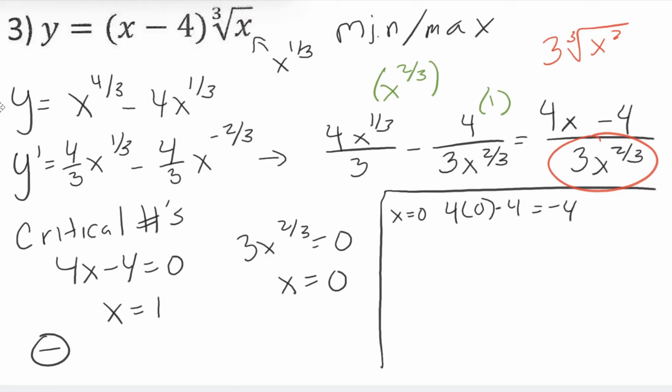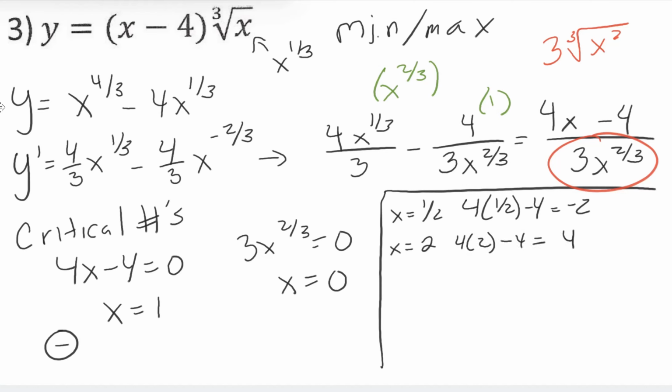Oh, actually, I shouldn't have tried 0 because there was the 0's there. So hold on, I can't use 0. I have to use a half. So 4 times 1/2 minus 4 is negative 2, so it's still negative. If we try a number on the other side, so let's try 2. 4 times 2 minus 4 is 4, so it's positive on that one. So if it's negative to the point and then positive after it, what is it? It's going down to the point and then up after the point. That's a minimum. So that's a minimum.